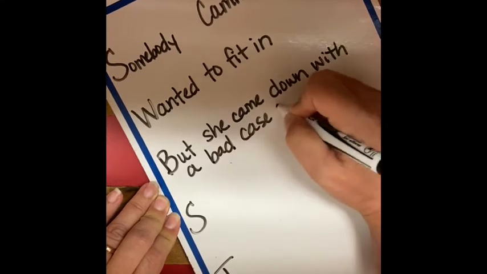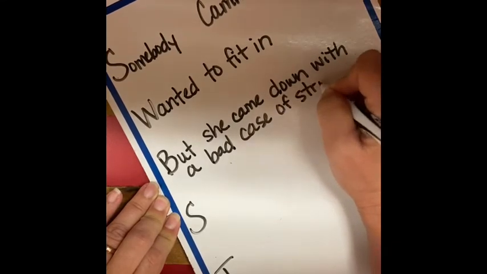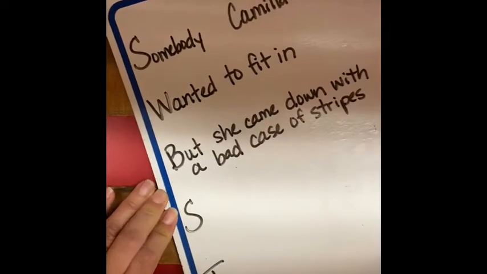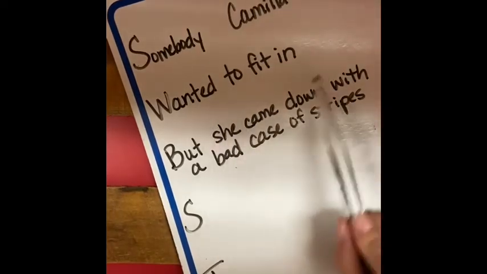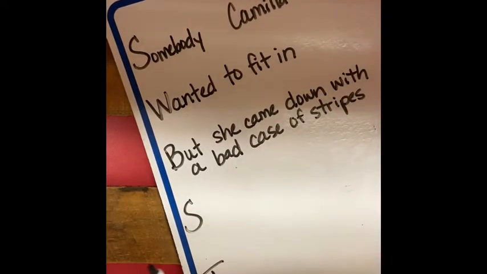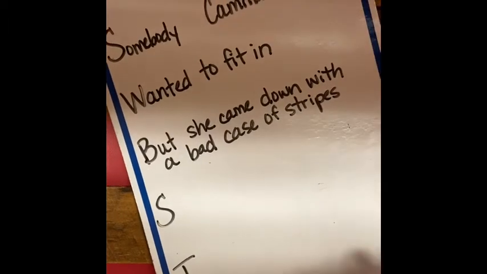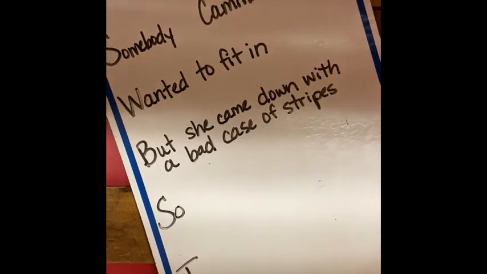case of stripes. That's the main thing of our story, right? Camilla Cream wanted to fit in, but she came down with a bad case of stripes. And that didn't exactly make her fit in, did it? In fact, she very much stood out from everybody with that. So what happened when she came down with a bad case of stripes?